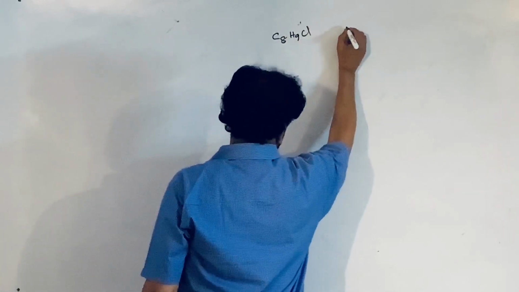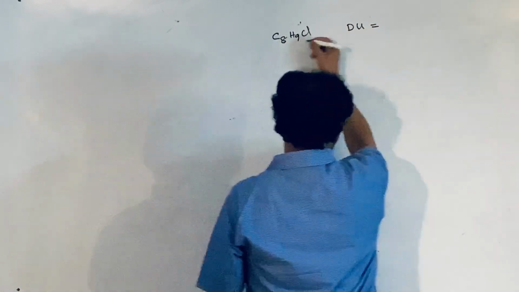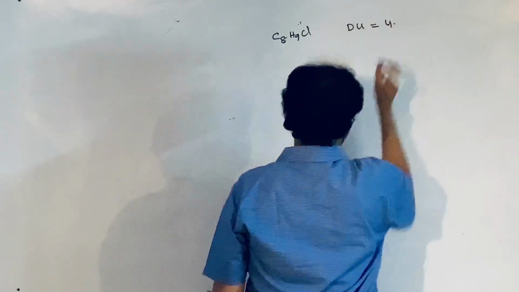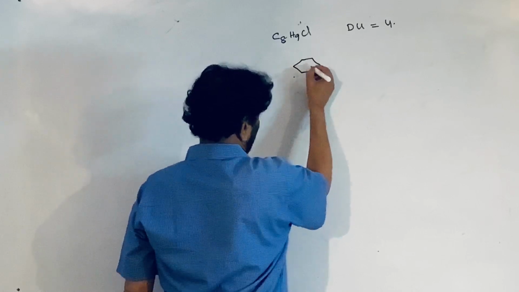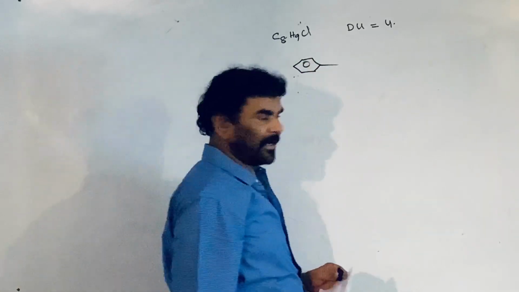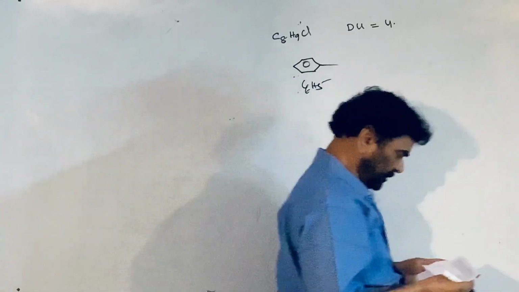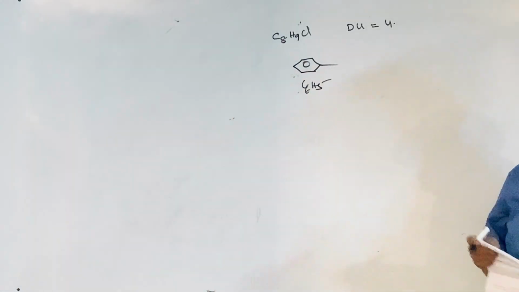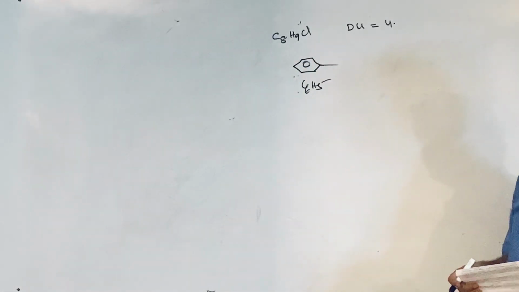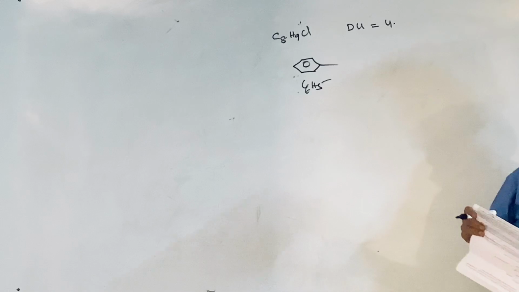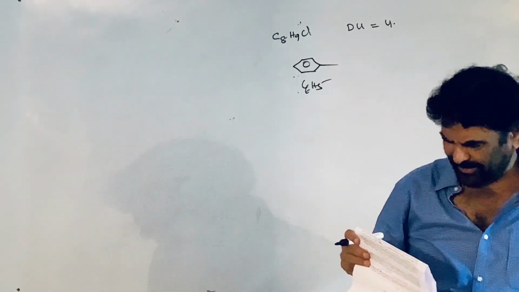C8H9Cl. Degree of unsaturation Du is (2×8+2−9−1)/2, so 4. An aromatic ring is present, a phenyl ring, C6H5. There are 8 carbon atoms, only 6 are accommodated. 2 carbon atoms we have to account for. So first you read it, the aromatic organic compound.